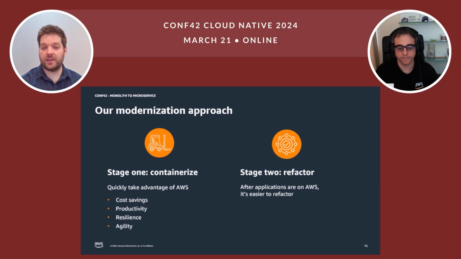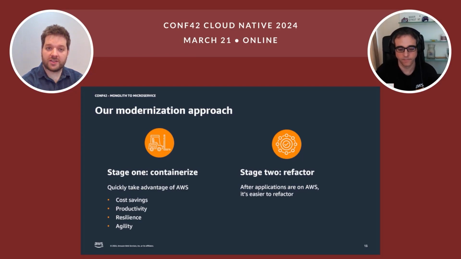So step one will be containerization. We're going to quickly take this monolithic application and get it into a container on AWS. And the reason we're doing this is fourfold. First, to achieve some cost savings. Second, to achieve some initial productivity benefits of removing the need to manage and scale our own underlying infrastructure. Thirdly, to improve resilience by running it on AWS Cloud. And then finally, some agility benefits through moving towards a more standardized deployment process.